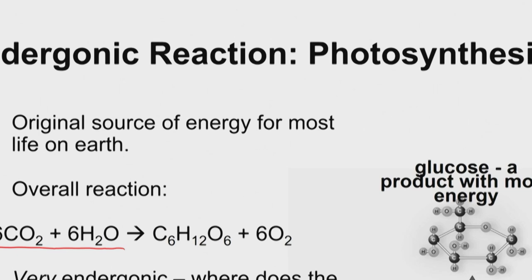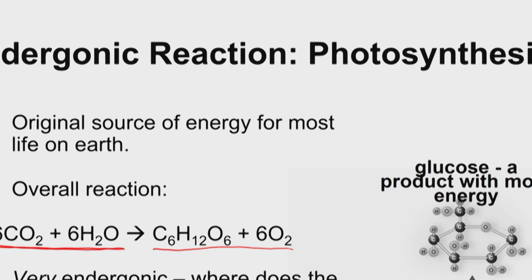Here we have a biological example of an endergonic reaction, and the classic biological example is photosynthesis. So let's take a look at photosynthesis. In photosynthesis, we're going to start with our reactants, and our reactants here are going to be CO2 and water. And then our products that are going to be created are going to be on our right side here, and our products are going to be glucose and oxygen.